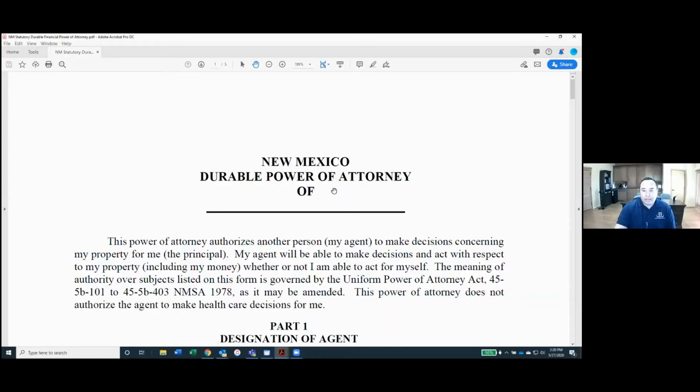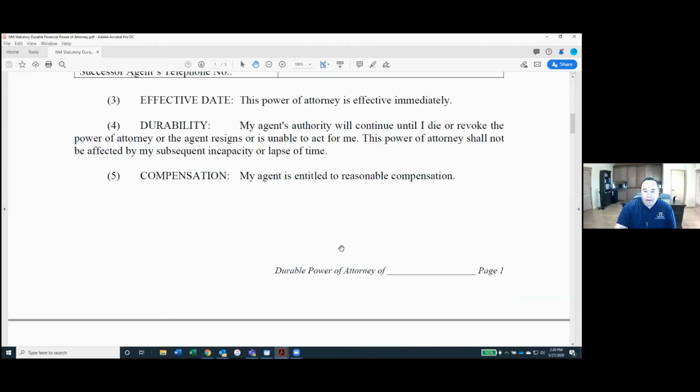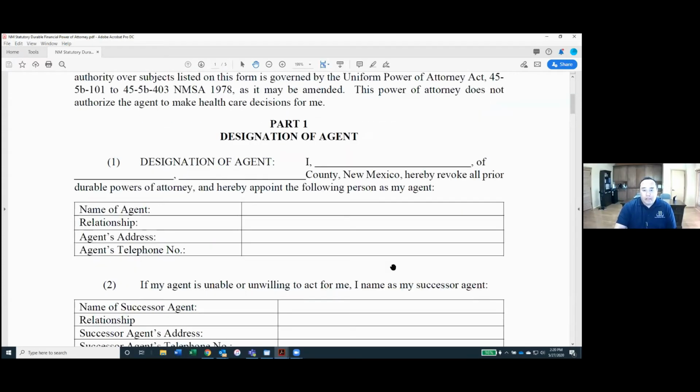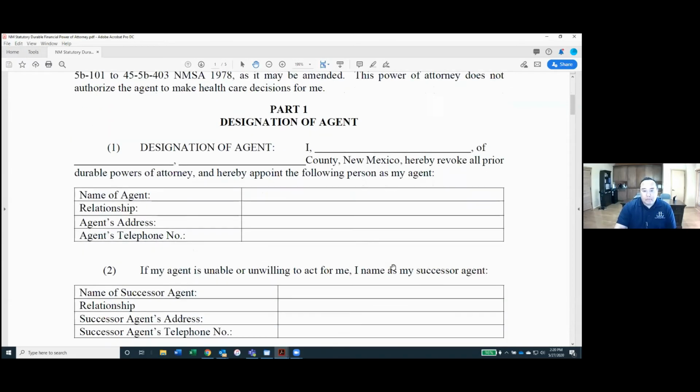Okay, so this form you'll see here, it says New Mexico durable power of attorney of blank, and that's where you would insert your name. And then on each page, there's 5 pages, you'll see down here at the bottom, durable power of attorney of blank. That's also on each page where you would simply put your name. And then back to the top, part 1 is the designation of your agent.